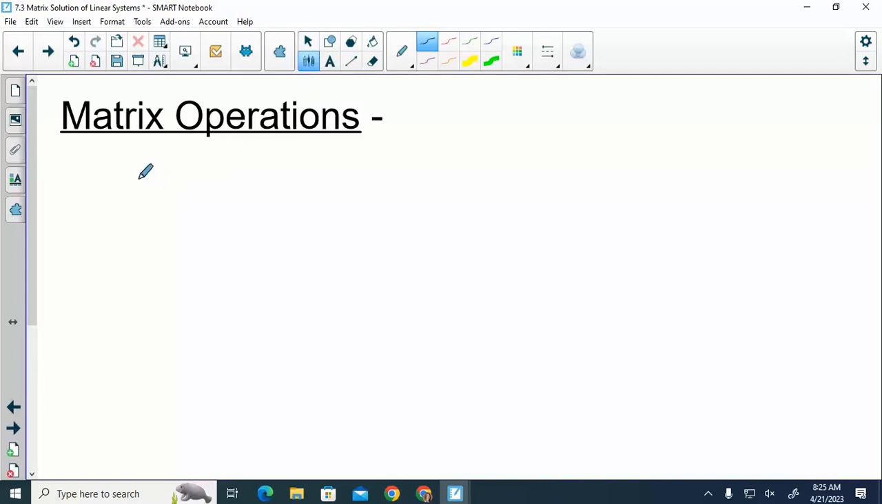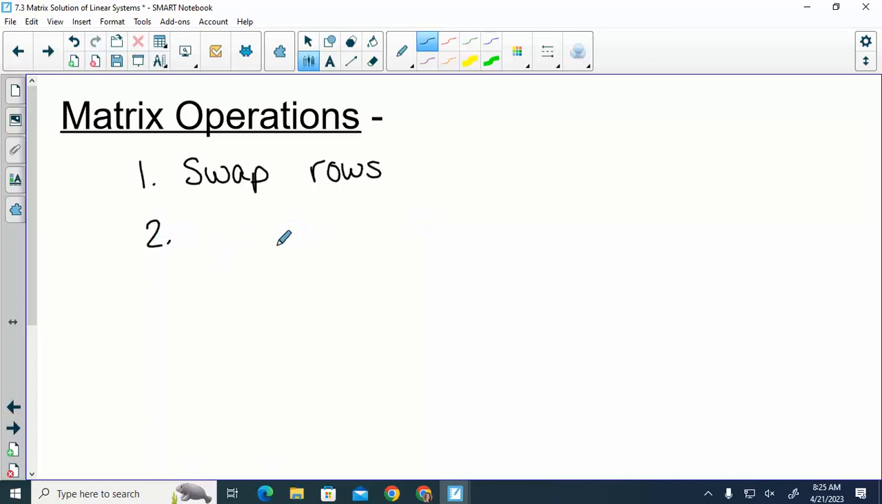But first, I just want to specify the legal things that we can do. The matrix operations, things you can do that will not change the solution. The first one, you can swap the rows. When you're solving a system, does it matter which equation's on top? No. So if you need to flip 2 rows, you can.